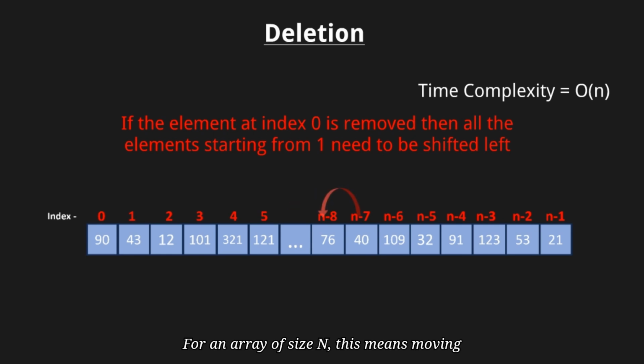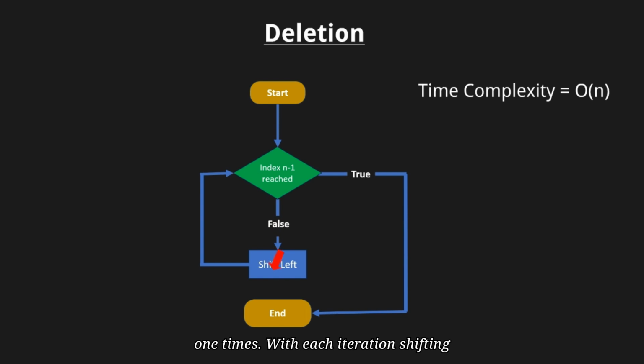For an array of size n, this means moving up to n-1 elements. The process requires a loop that runs n-1 times, with each iteration shifting one element. This shifting operation results in a time complexity of big O of n.